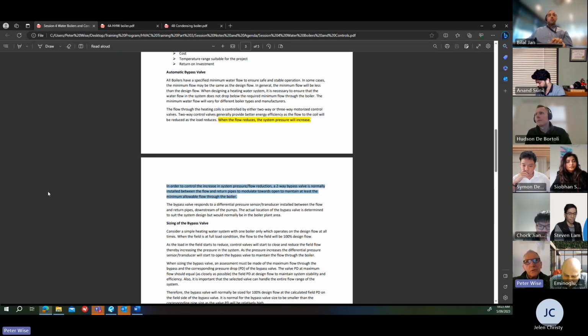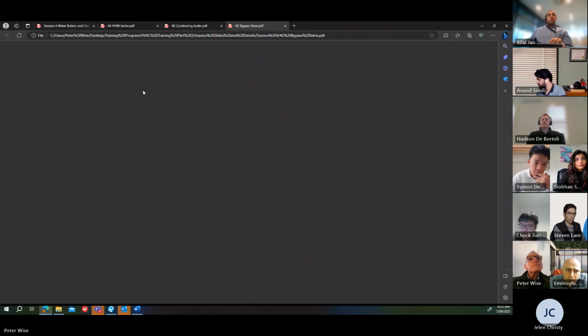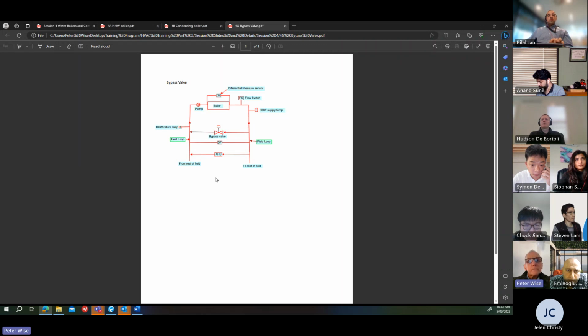Well, the two-way bypass valve is normally installed between the flow and return pipes to modulate towards open to maintain at least the minimum allowable flow through the boiler. So I've done a little sketch here. Excuse the quality of the sketch. This was just a quick one I did up. So here's the boiler on the pump. And the water goes through the boiler and out to the field to the air handling units, which all have control valves, typically two-way control valves.